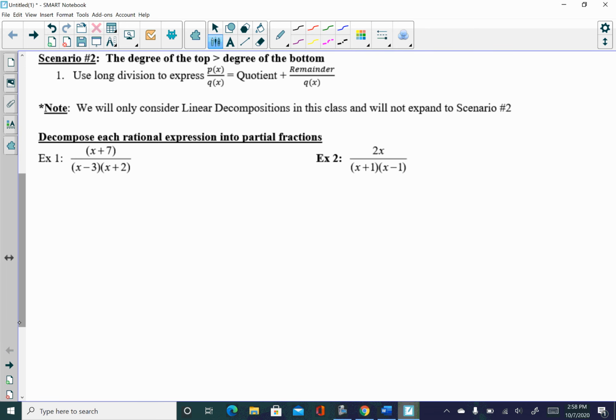So here I've got 4 examples. I'm going to do example 1 and example 3 with you, okay? That way you can try example 2 and 4 on your own and make sure you're tracking.